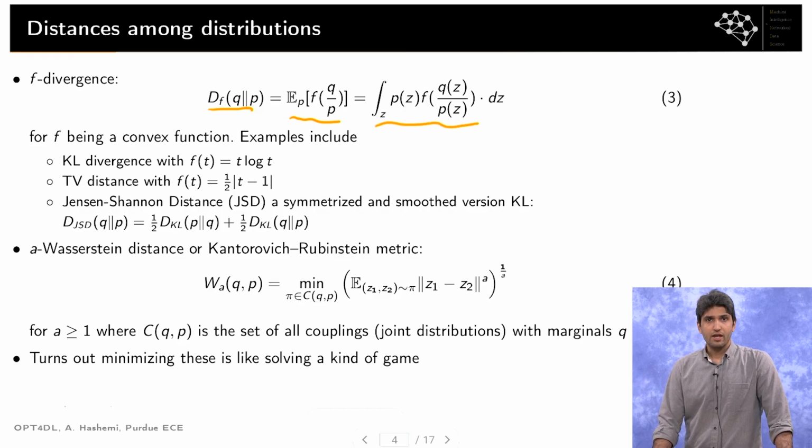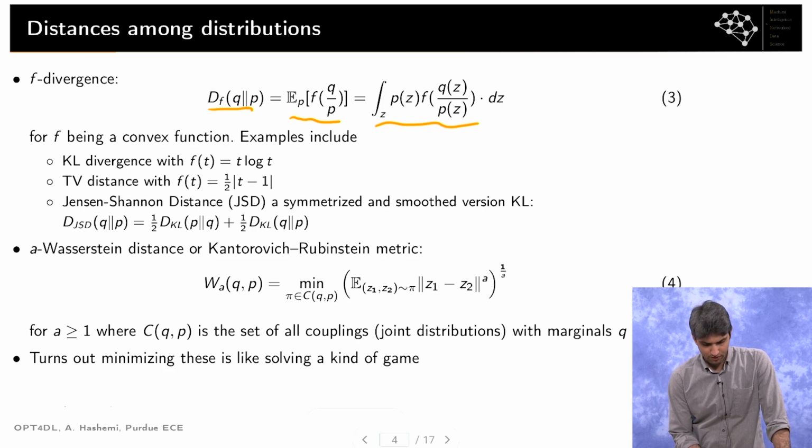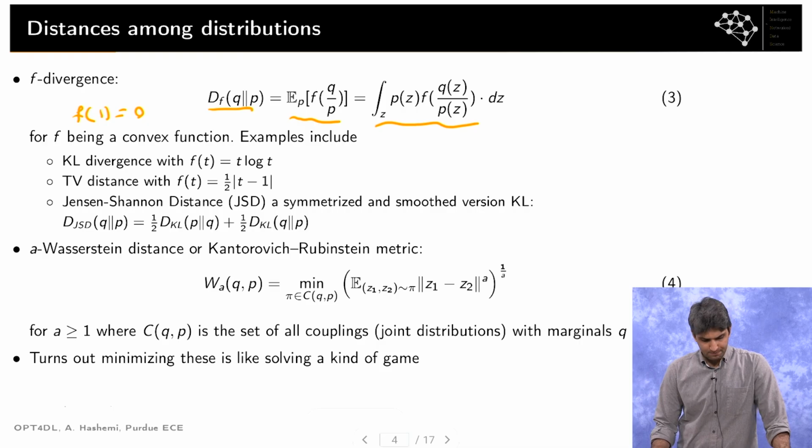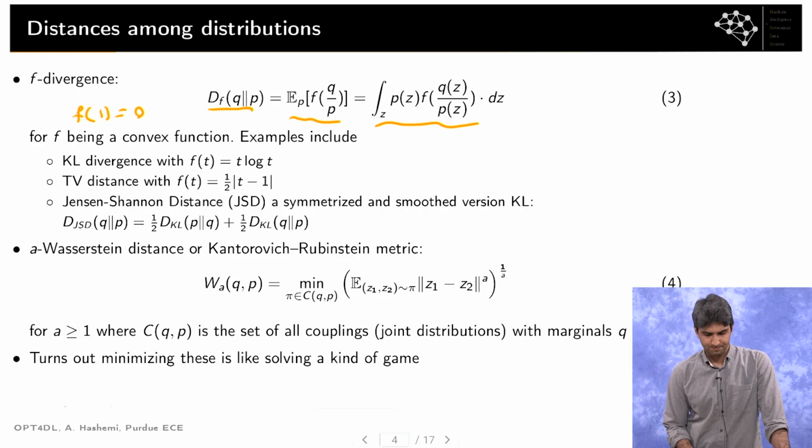What is f here? f is basically a convex function, and we also assume that f(1) is equal to 0. So this is another condition. And if you use different convex functions, you get different notions of distance or divergence. For instance, the KL divergence that we talked about corresponds to the case where your function f is t log t. And it's not hard to see that it's a convex function.